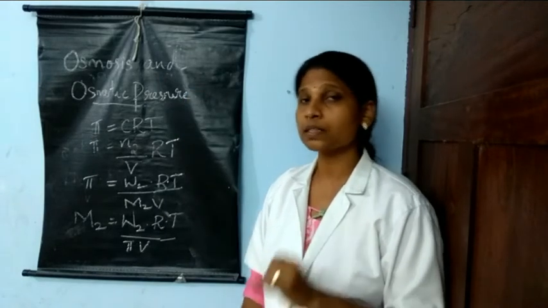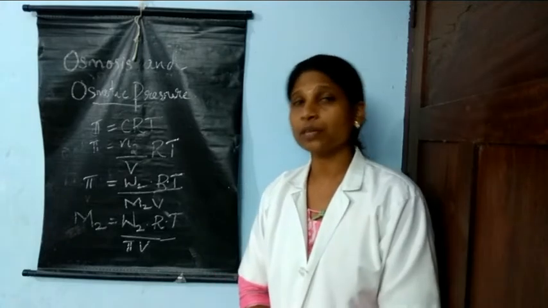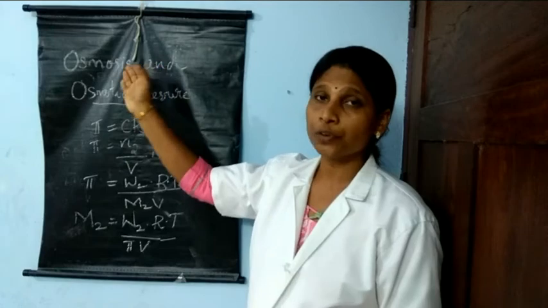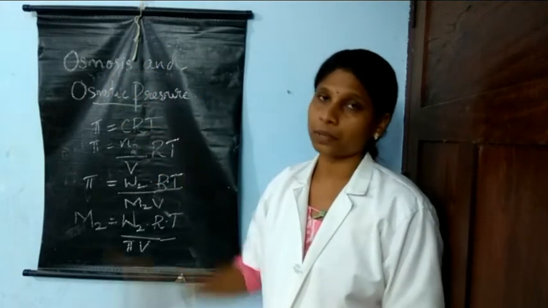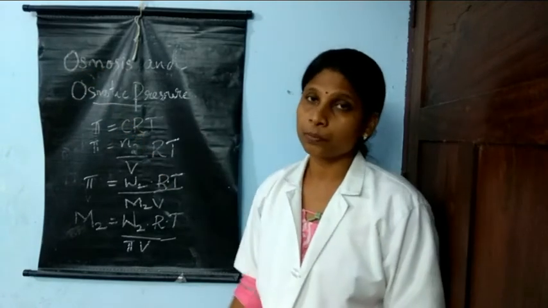The first one is relative lowering of vapor pressure. Second is elevation in boiling point. Third is depression in freezing point. And the fourth and last one is osmosis and osmotic pressure. First, let me explain osmosis.